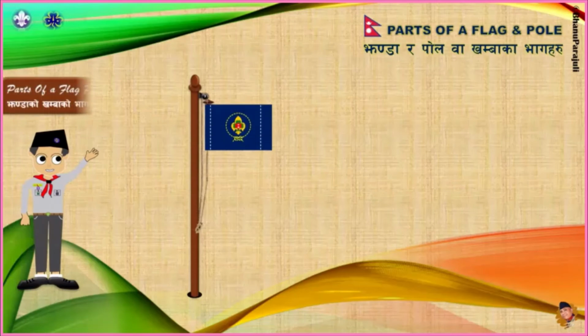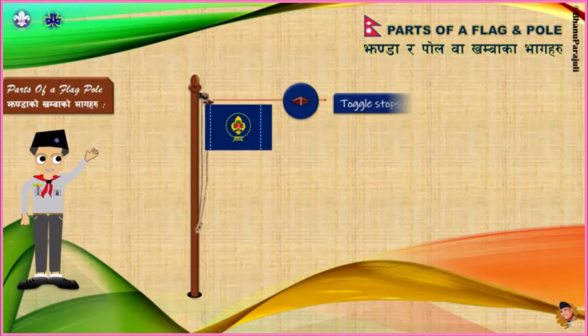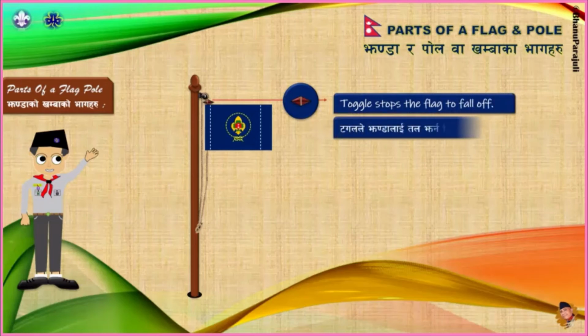Parts of a flag pole. Toggle stops the flag from falling off.